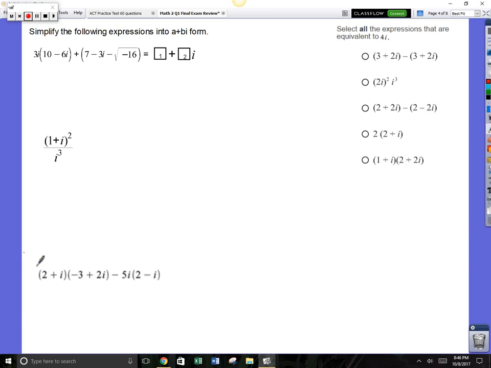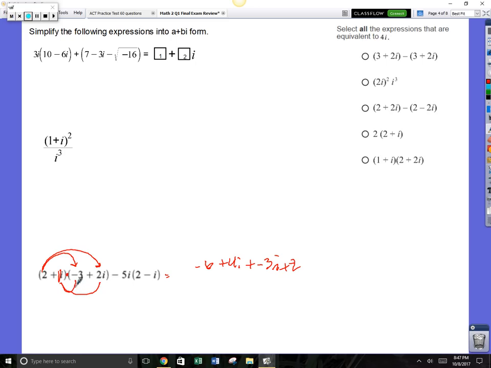Okay, let's do this guy right here. So here and here is multiplication. So I've got to go 2 times negative 3. That is a negative 6. 2 times 2i, that is 4i. i times a negative 3 is negative 3i. And i times 2i. In front of here is just a 1. So 1 times 2 is 2. i times i is a negative. So let's make that negative.